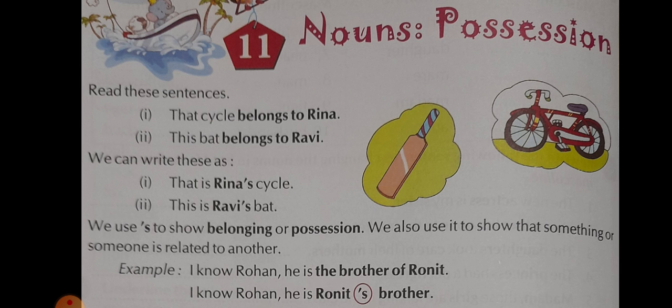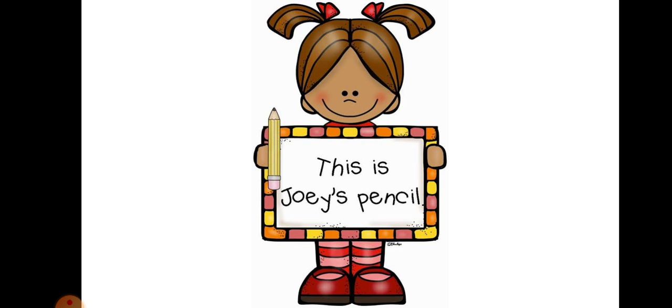Example: I know Rohan. He is the brother of Ronit. I know Rohan. He is Ronit's brother. So, who is Rohan? Ronit's brother. We can take one more example. This is Joy's pencil. The pencil belongs to Joy.